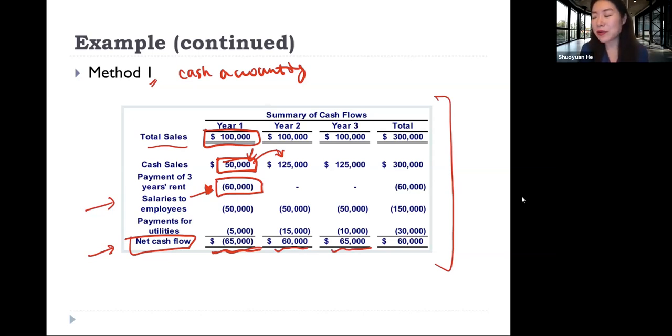Is it stable? No, it's not stable. So can this information really help us if we want to forecast the future net cash flow of the firm? Can we really use those numbers? Not really. There's not a lot of information here because of the fluctuation in the timing of those cash receipts and payments.